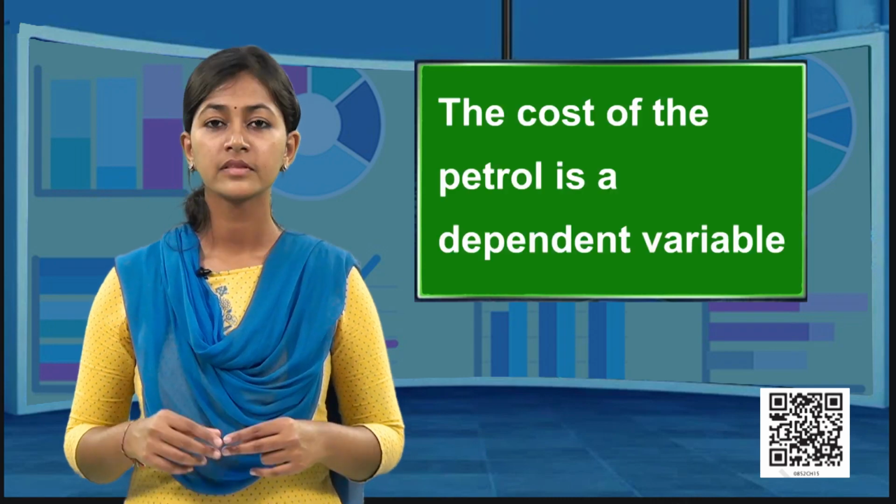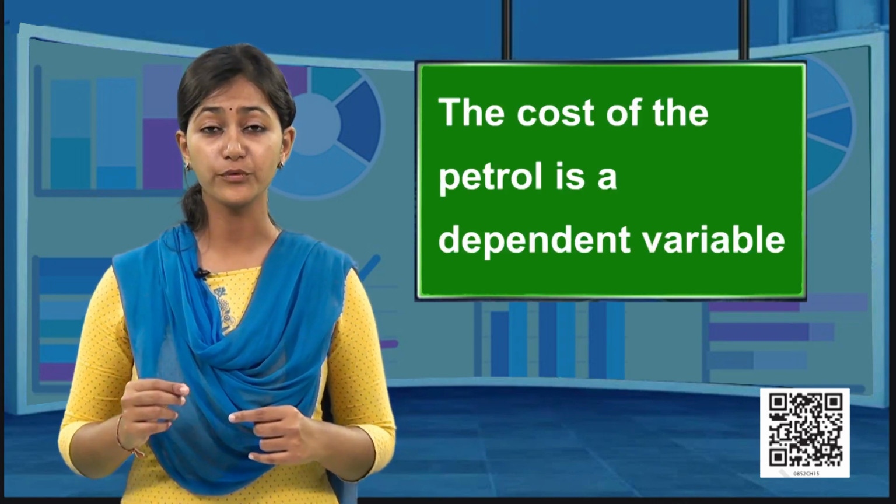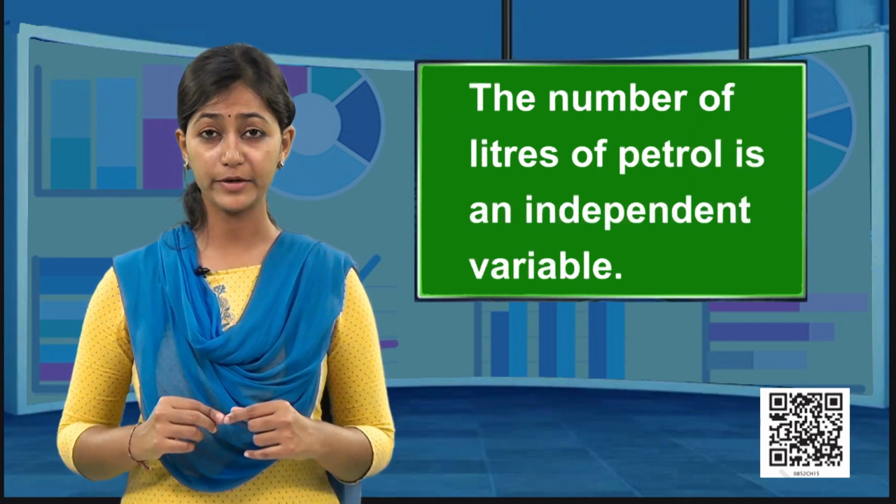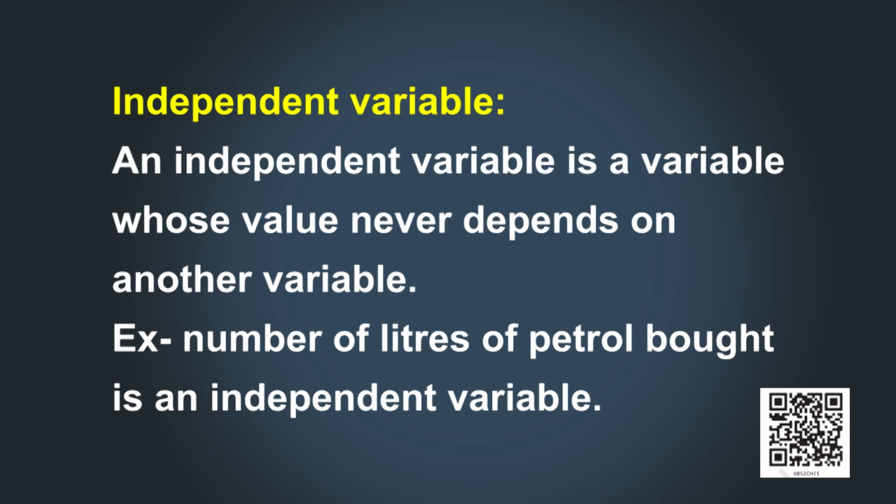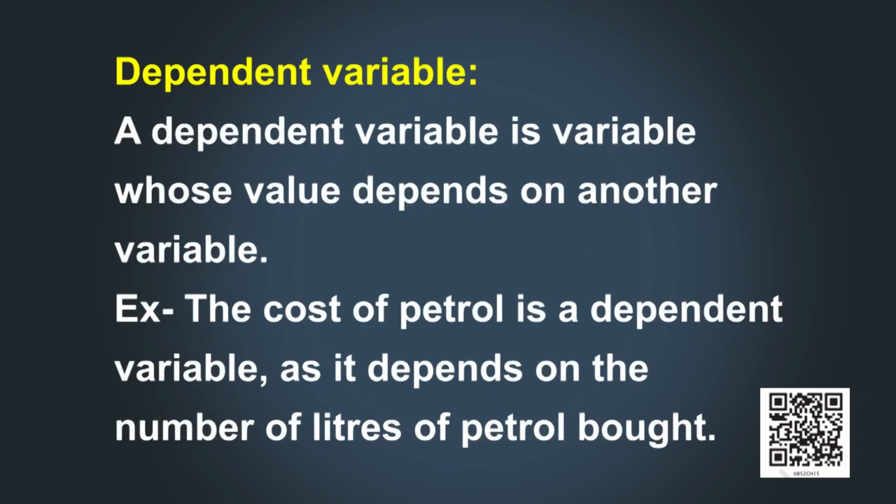Here we can observe that the cost of petrol depends on the number of liters of petrol bought. The cost of petrol is a dependent variable and the number of liters of petrol is an independent variable. An independent variable is a variable whose value never depends on another variable. So, here the number of liters of petrol bought is an independent variable, whereas a dependent variable is a variable whose value depends on another variable. Like here, we can see the cost of petrol is a dependent variable. It depends on the number of liters of petrol bought.